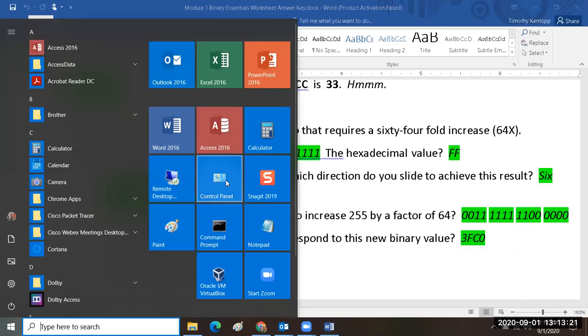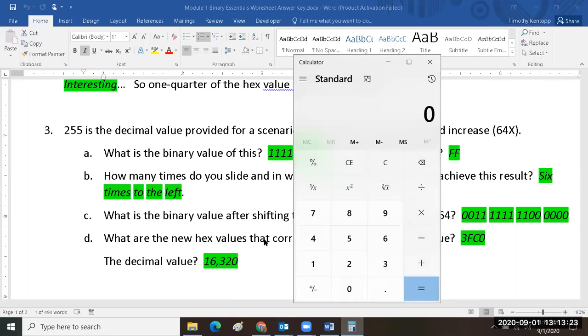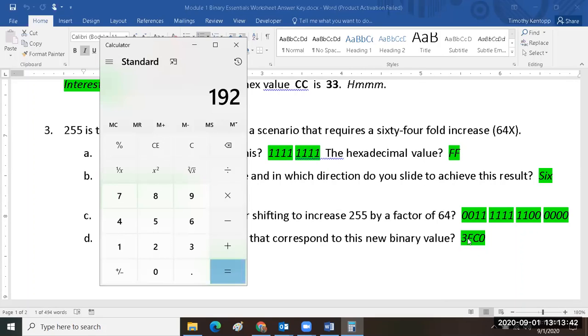So if I take my calculator and I put 16 times 12 and then store it in the memory, because this time the memory is empty. Going to minimize that for a second. I'll go ahead and take the next value.